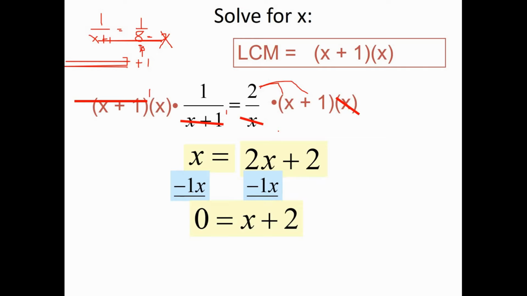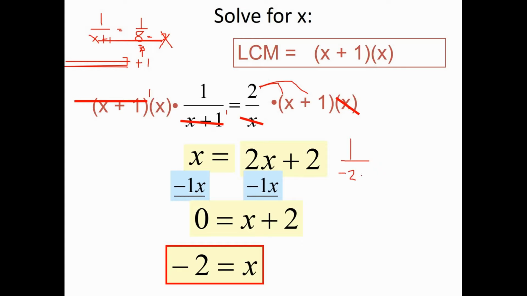And then we can move 2 to the left side of the equation. That will give you negative 2 is equal to x. So as you check, 1 over negative 2 plus 1 is equal to 2 over negative 2. So 1 over negative 1 is equal to negative 1. So 1 over negative 1 is still negative 1. Negative 1 is equal to negative 1.